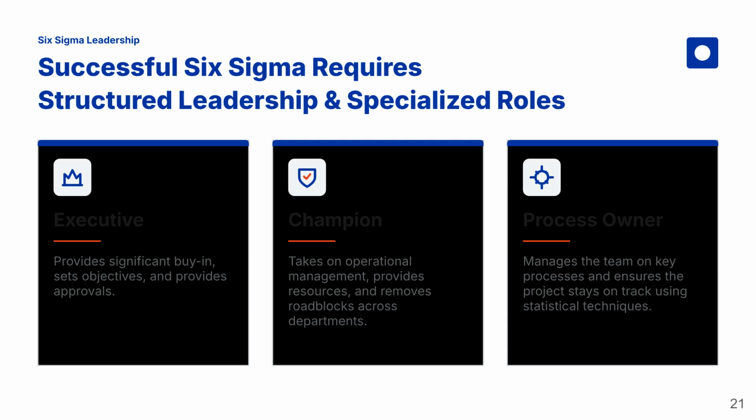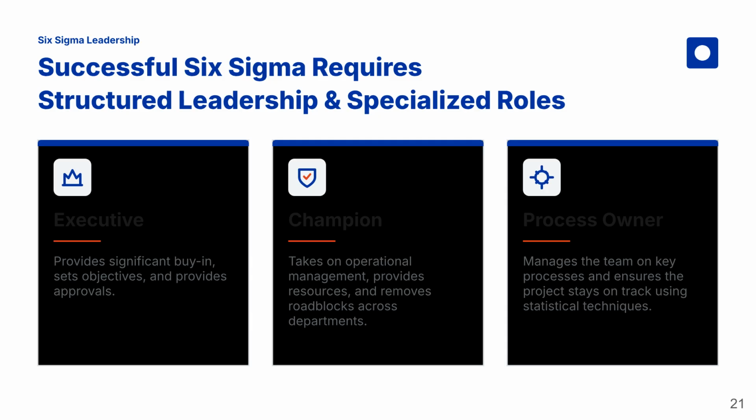The second role is the champion. Champions are responsible for managing Six Sigma projects at the operational level. They coordinate activities across departments, provide the necessary resources, remove obstacles that may delay progress, and ensure that project teams remain focused on achieving their objectives. They act as a bridge between senior management and the improvement teams.